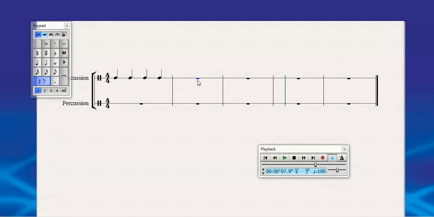The beats are still counting, but there's no sound. This is a rest. Rests are just silence. You sit there and you don't play. You keep counting, because otherwise you'll get lost, but you're not actually playing anything out loud.